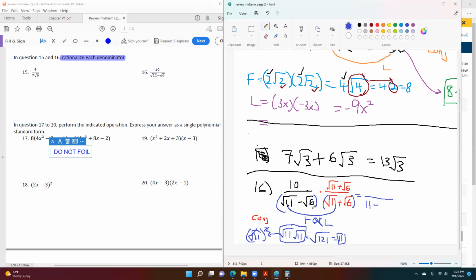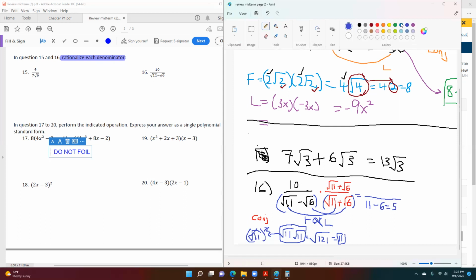And the last one is also the same thing. Negative root 6 with a positive root 6 will get back just 6, because 6 times 6 is 36, and square root of 36 is a perfect square of 6. Okay. This will give us 5. 11 minus 6 is 5.